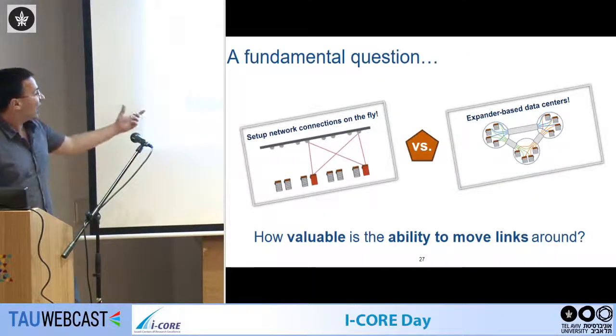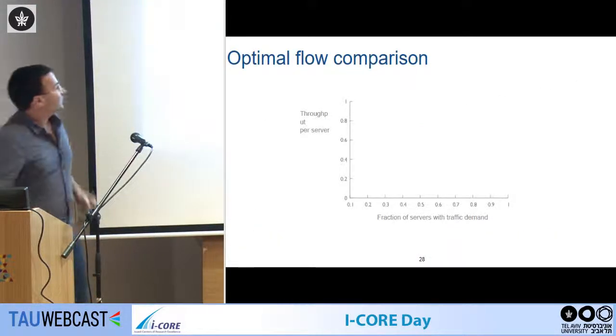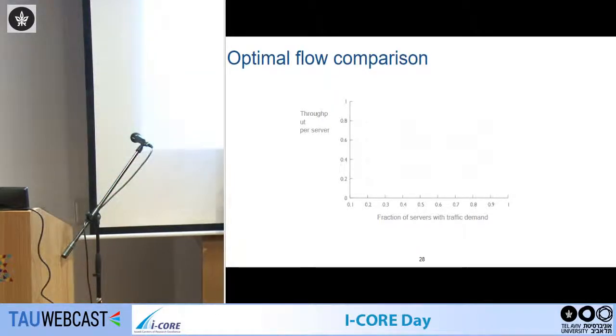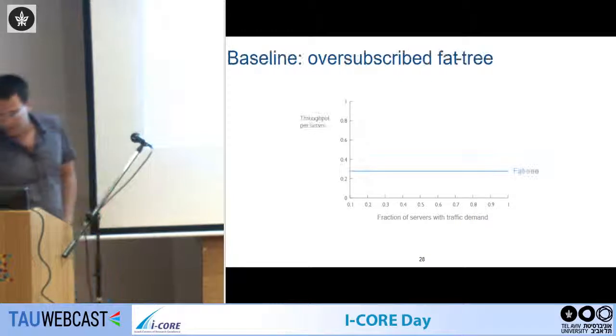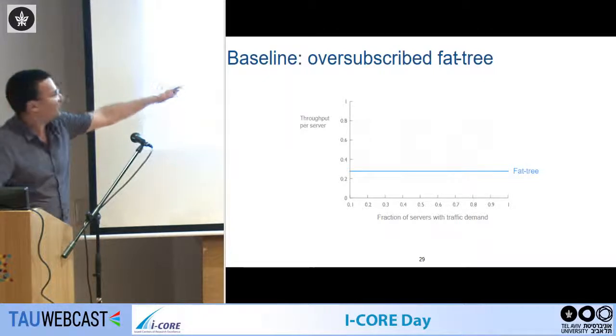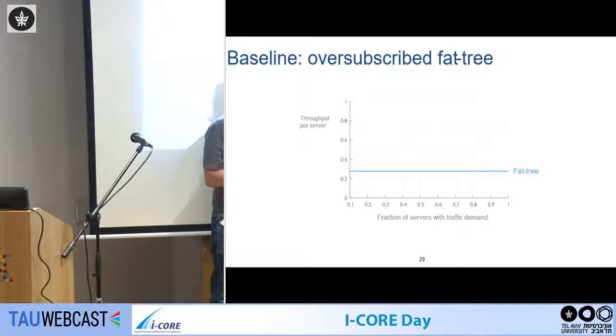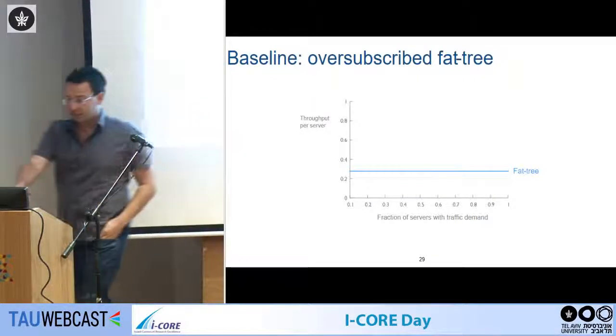So back to our question, how valuable is the ability to move links around? Again, think of the traffic as highly skewed. So 30% of the servers want to communicate, maybe 1%, maybe 40%. Then what you get intuitively in a flow model looks something like this. A fat tree, as I said, is ideally inflexible. So regardless of what fraction of the servers want to communicate, notice that this starts at 10%. This is where you don't see the values just go up near zero. But regardless of what fraction of the servers try to communicate, this is constant.